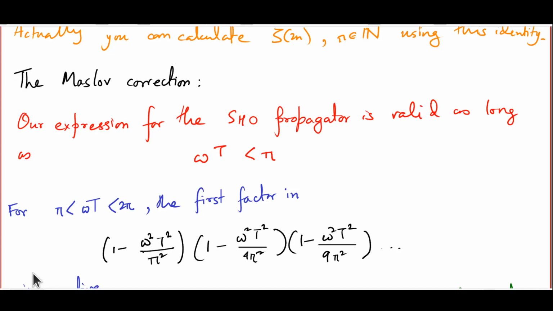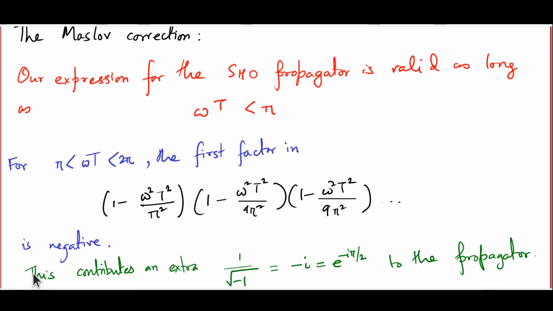This actually has a negative factor. The very first factor here is negative. All the other factors are still positive because omega square t square is actually less than 4 pi square and therefore less than 9 pi square and so on. All the second, third and subsequent factors are positive. The first factor happens to be negative.